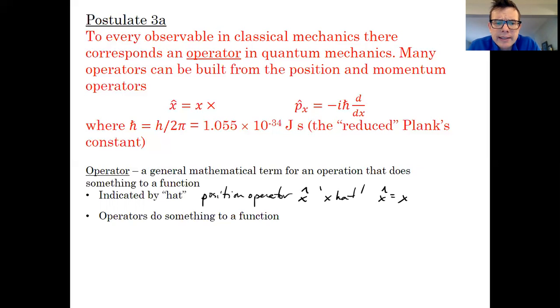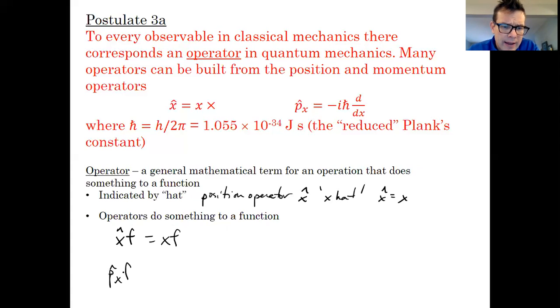The second thing is that operators do something to a function, right? So they will always operate on a function. For instance, I can take x hat f. In language, this means that the position operator is operating on function f. And what I'm going to do in that scenario is multiply my function f by x. So when the position operator operates on function f, I multiply f by x.